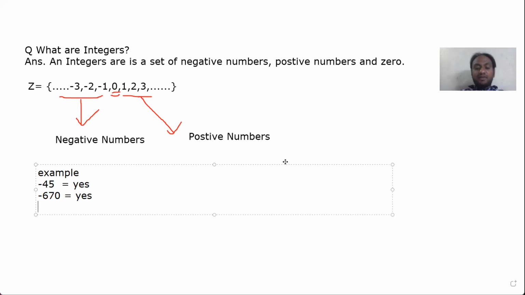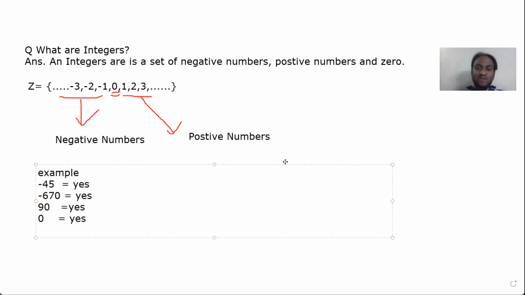Can anyone tell me, is 90 an integer? You know that the sign of 90 is positive, so yes, this is an integer. Can 0 be an integer? Yes, you can easily say that 0 is also in the series of integers. So yes, this is also an integer.